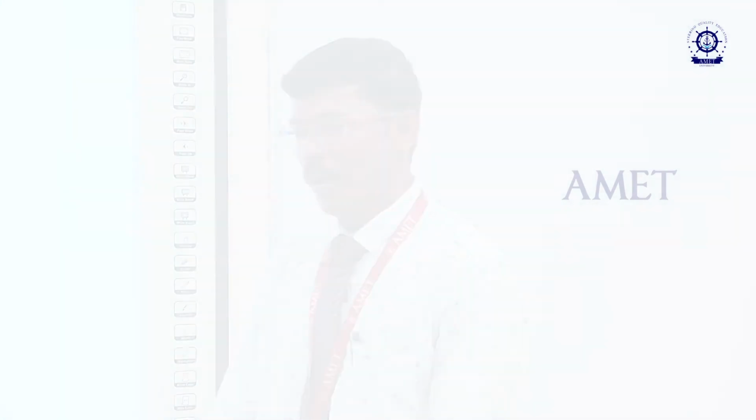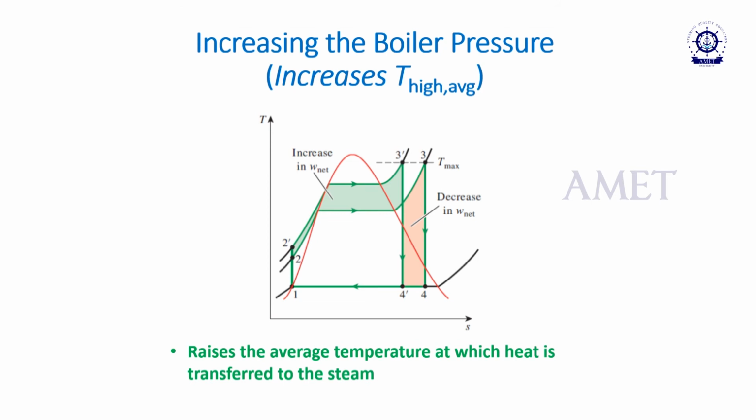Okay. Increasing the boiler pressure. Basically this increases the temperature at the inlet of the turbine. So, here in this particular TS diagram, we can observe a red zone, which is nothing but a decrease in the work output. So, 2 dash and 3 dash represents the increased boiler pressure condition, and 1, 2, 3, 4 represents the ideal Rankine cycle.